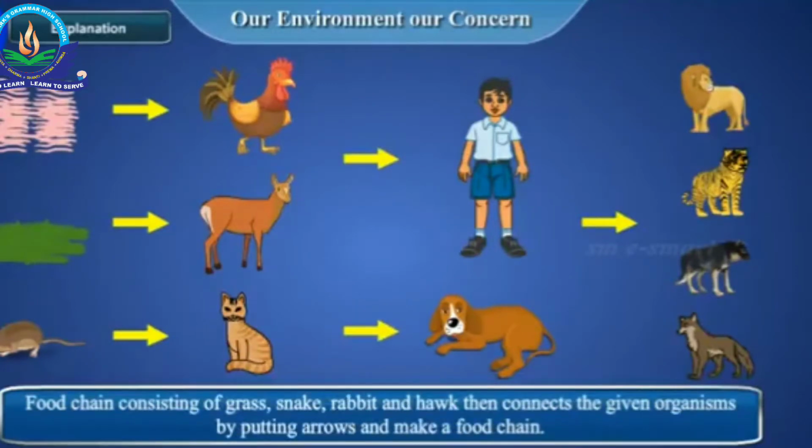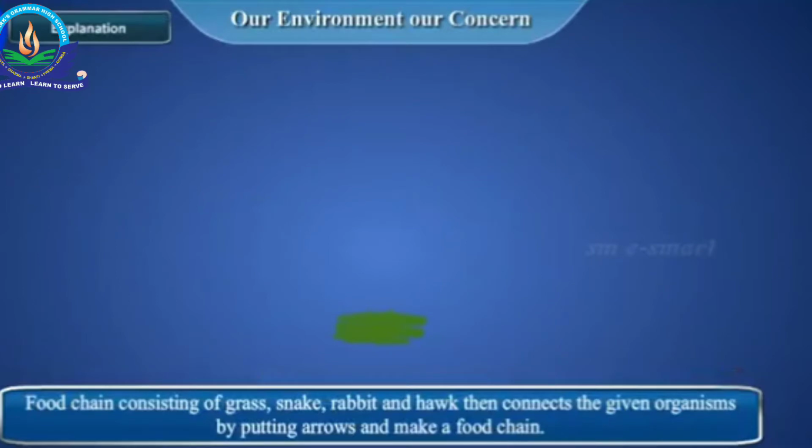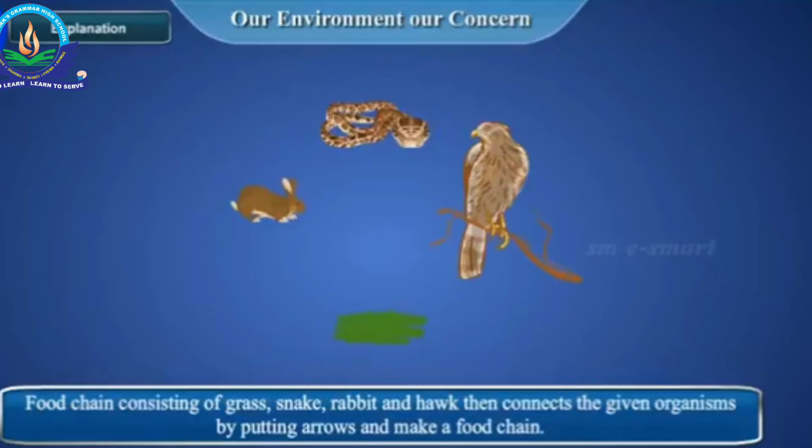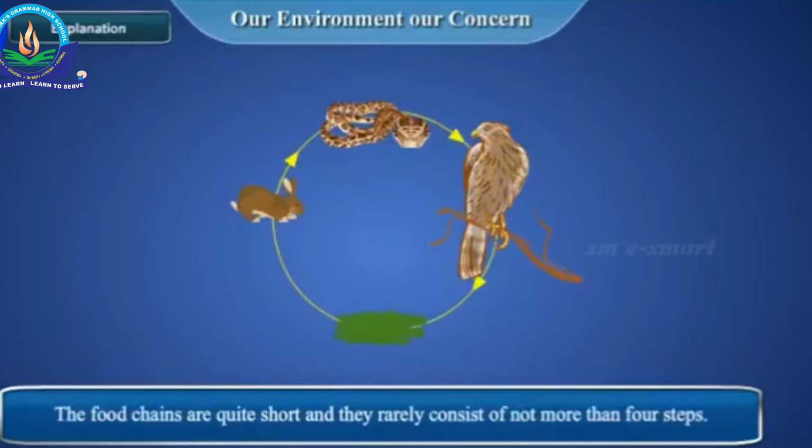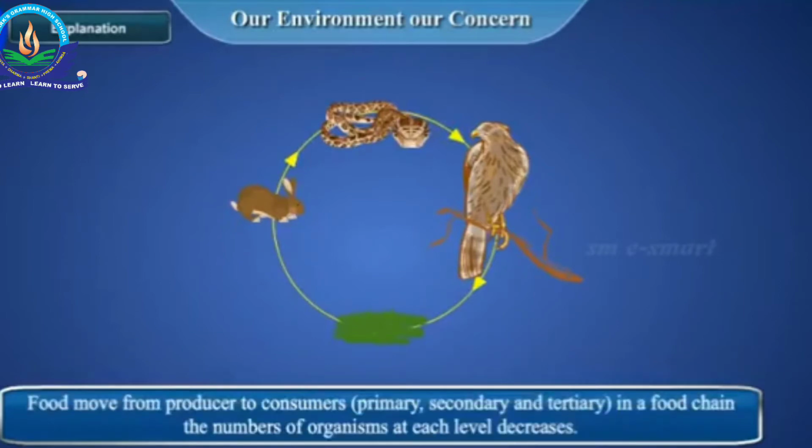Food chain consisting of grass, snake, rabbit, and hawk. Connect the given organisms by putting arrows and make a food chain. The food chains are quite short and they rarely consist of more than 4 steps. Food moves from producer to consumers, primary, secondary, and tertiary in a food chain.